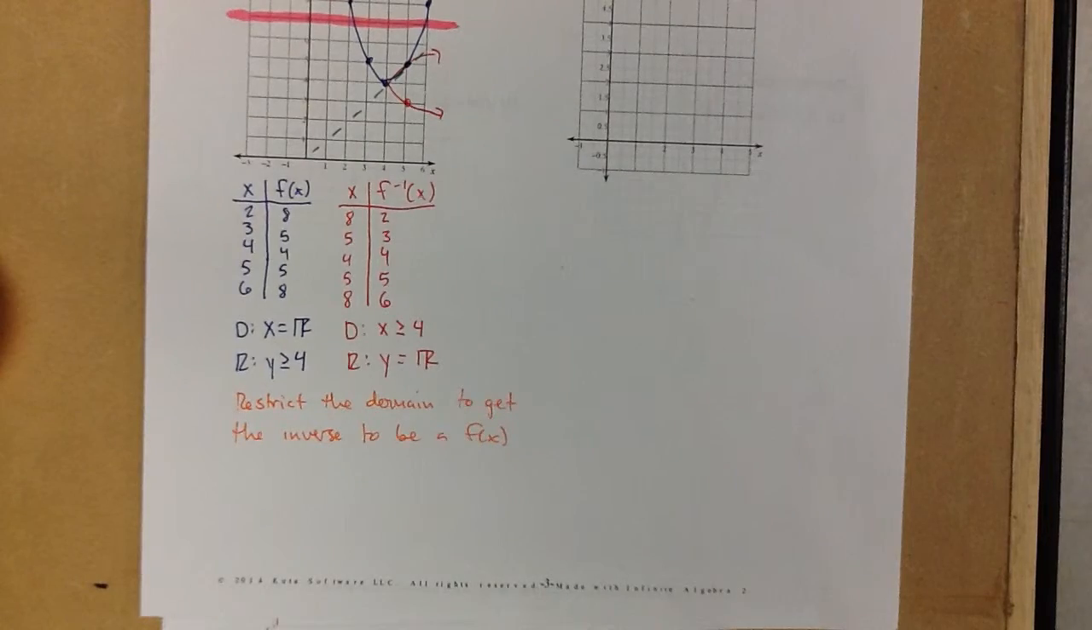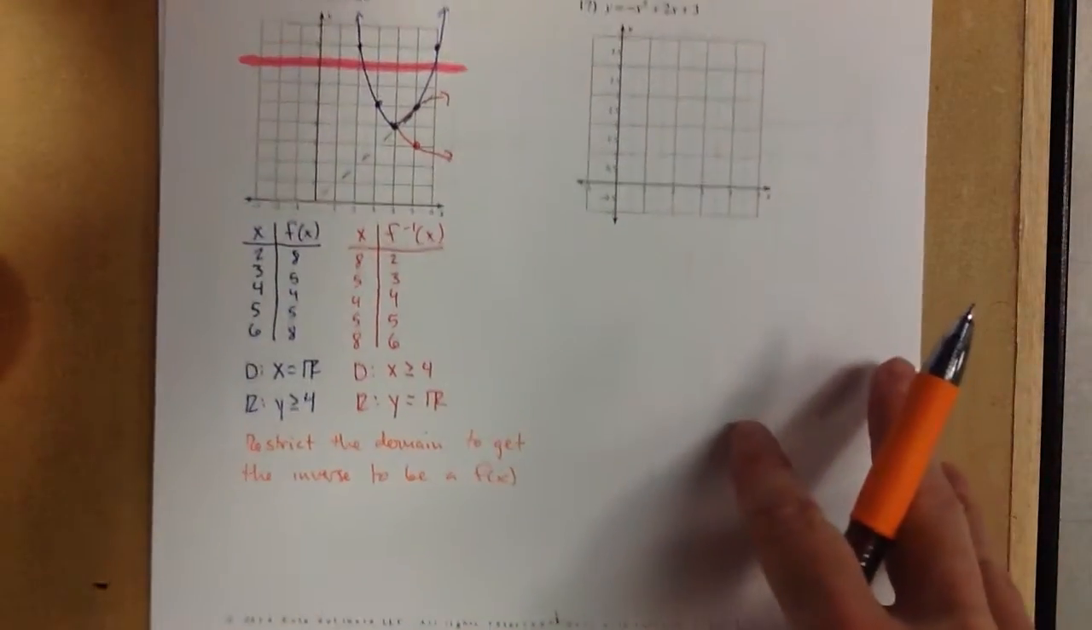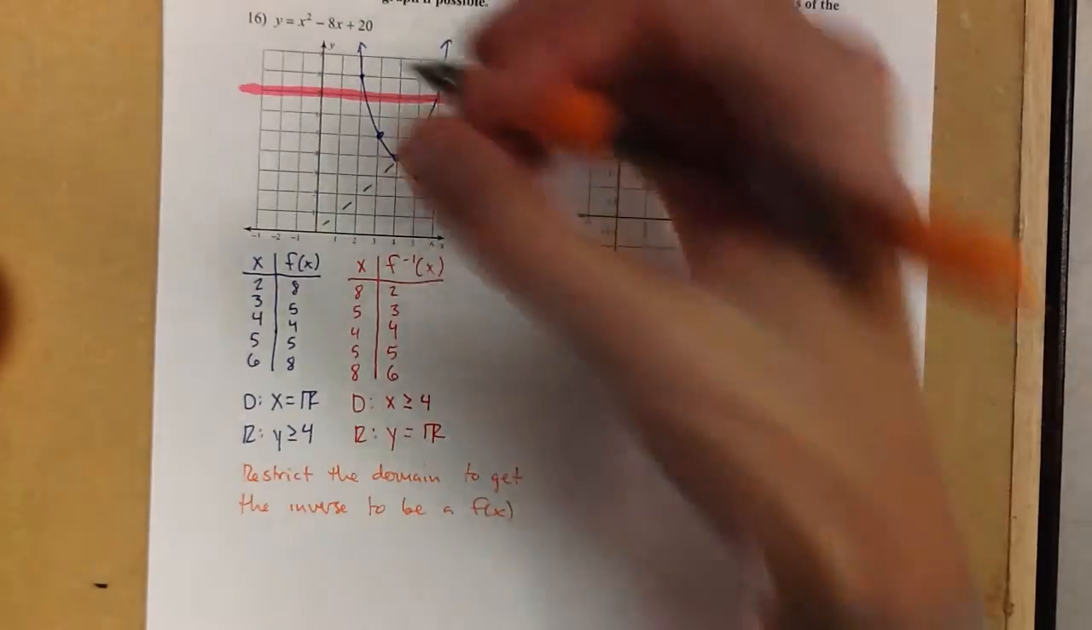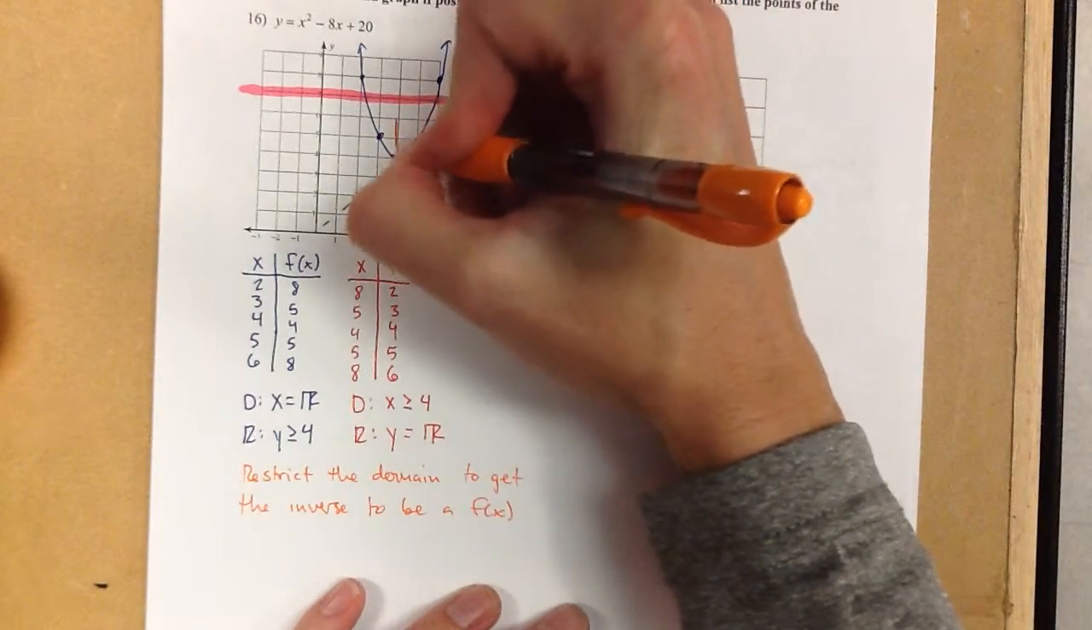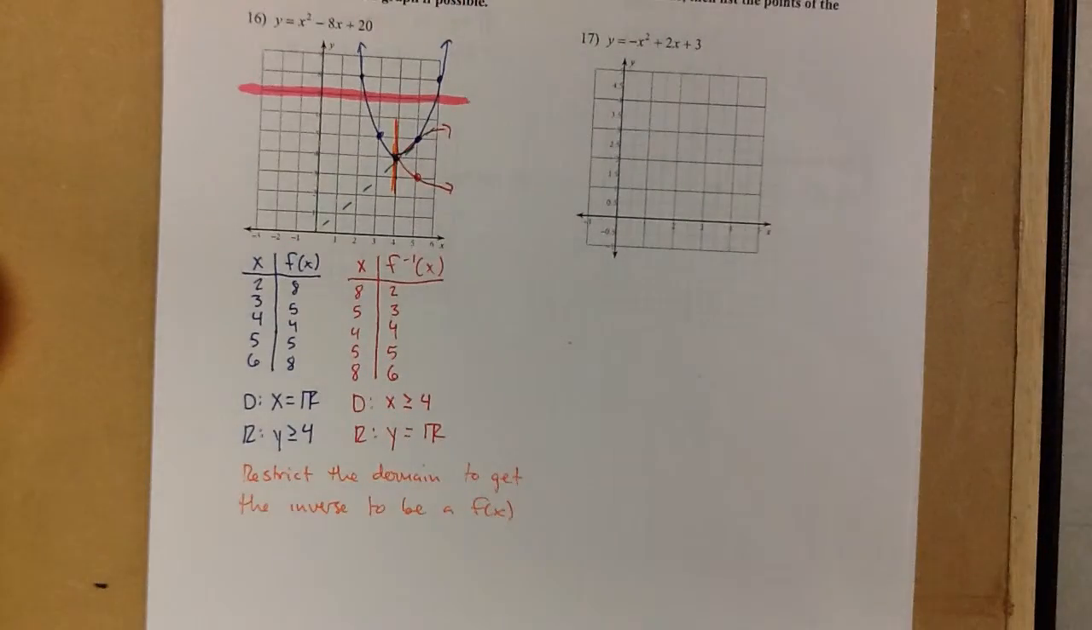Okay? So here's what that means. I'll write it down and then I'll say what it means. If I restrict something, that means I'm only going to be looking at part of it. So what I'm going to do is cut this quadratic in half right here.